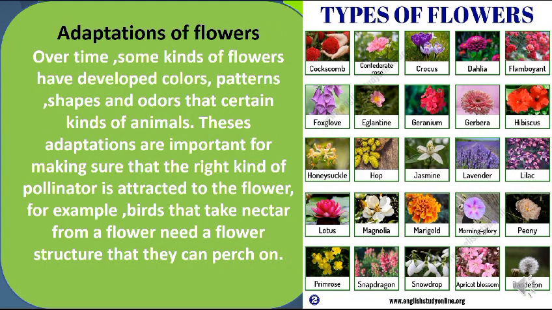Look at the figure. Adaptations of flowers. Some kinds of flowers have developed colors, patterns, shapes, and odors that attract certain kinds of animals. These adaptations are important for making sure that the right kind of pollinator is attracted to the flower. For example, birds that take nectar from a flower need a flower structure that they can perch on.